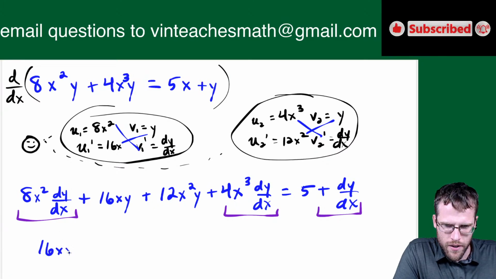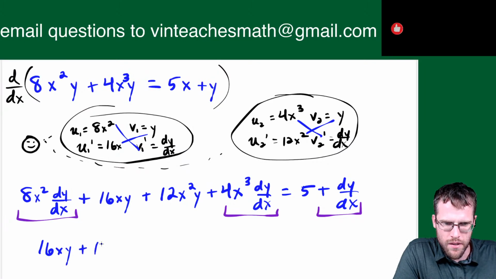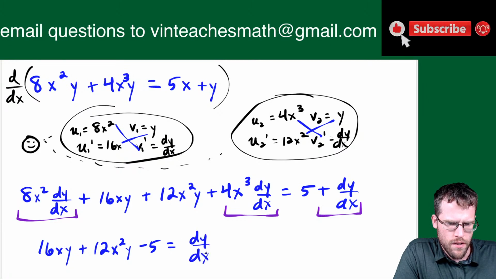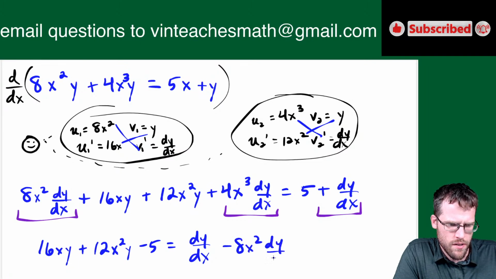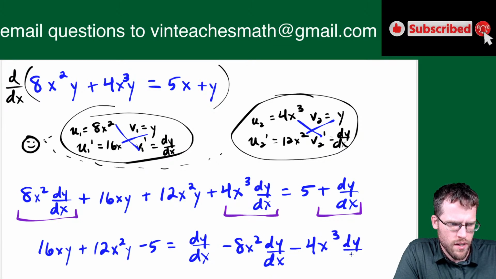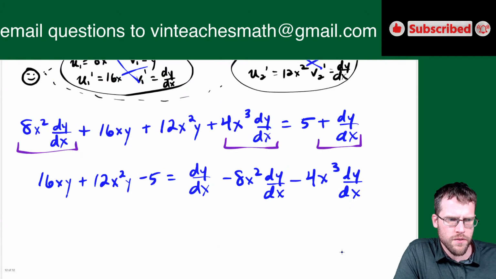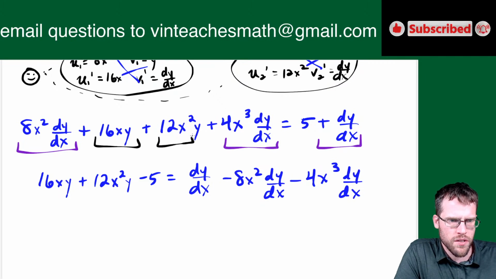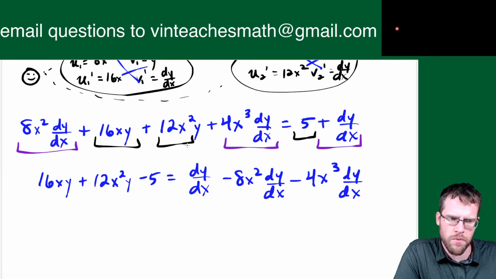So, all right, so 16xy plus 12x squared y, and then minus 5 equals dy/dx, and you could do minus 8x squared dy/dx, and minus 4x to the third dy/dx. All right, so this is just algebra at this step. Subtract, and then these three terms belong together. The non-dy/dx terms belong together.